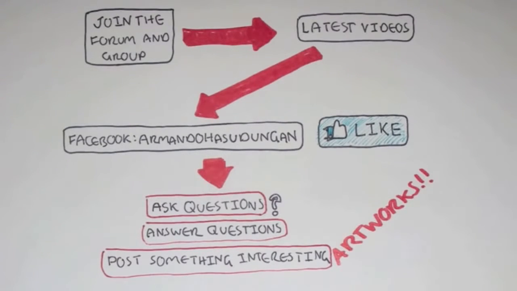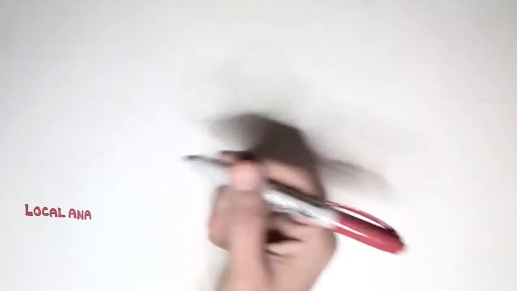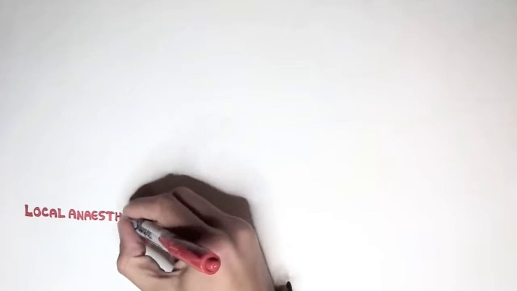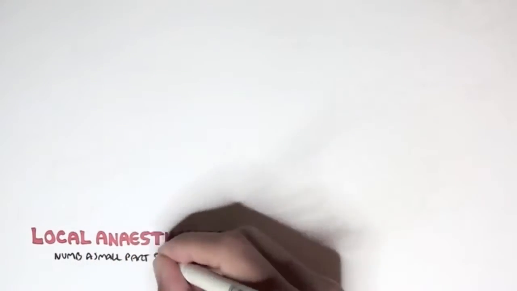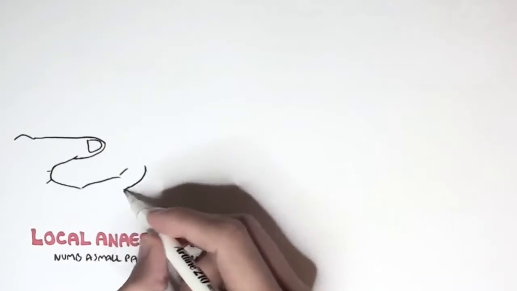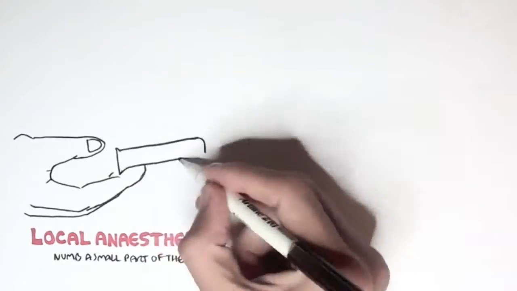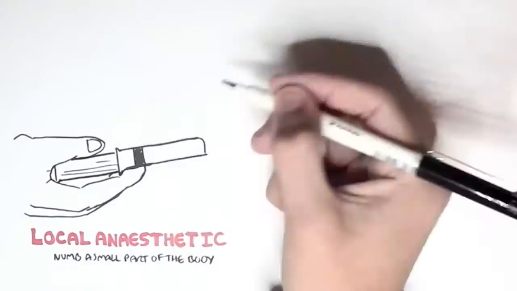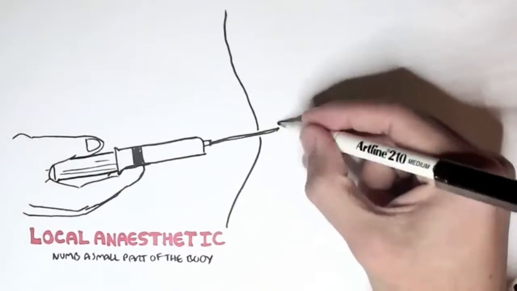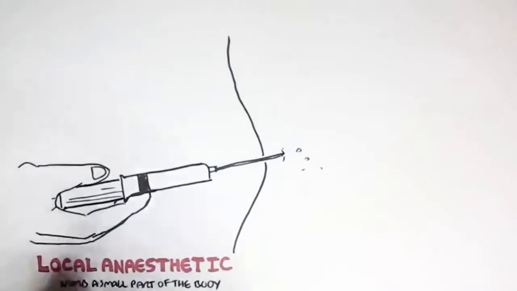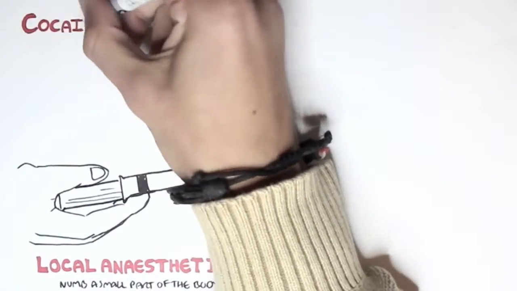In this video, we're going to look at local anesthetics, and this is an overview of local anesthetics to do with pharmacology. Now, local anesthetics are used in minor surgery to numb a small part of the body. So here you can see a doctor injecting some local anesthetic into the body to numb the area so we can't feel anything.